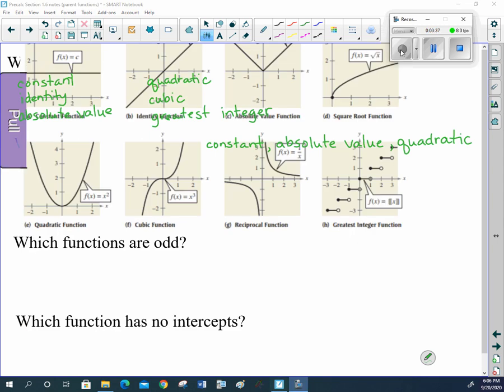Okay, so the next one says, which functions are odd? So remember, the odd function has symmetry with the origin, so that would be the identity function. If it's symmetric with the origin, that means if you fold it over the x and the y-axis, it will fold onto itself. So identity function, cubic function, and the reciprocal function.